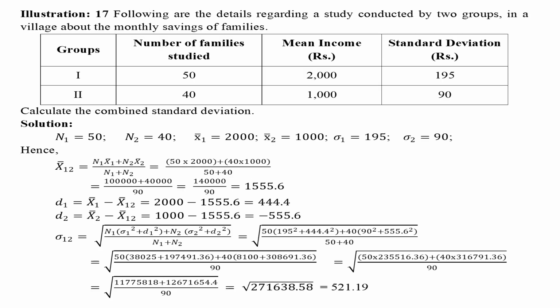Illustration 17 is related to the details regarding a study conducted by two groups in a village about the monthly savings of families. Since two groups are given with respective standard deviations, standard deviation of 1 2 should be calculated through the formula. X bar 1 2 should also be calculated before that. Combined standard deviation can be calculated through the formula that was well explained before.